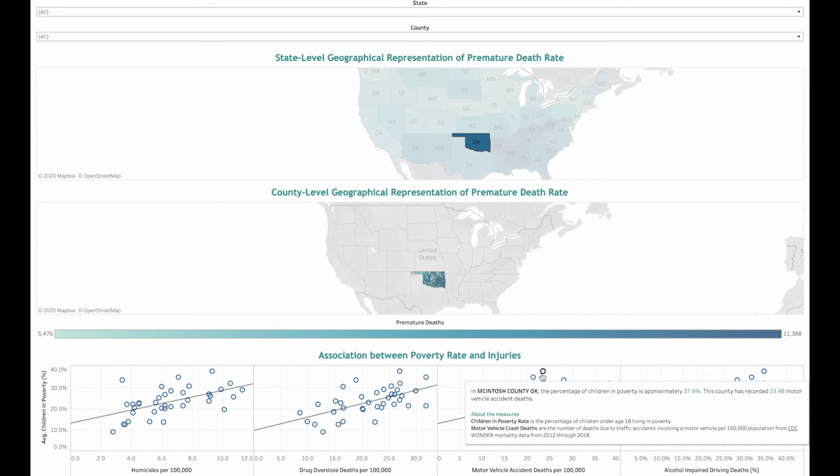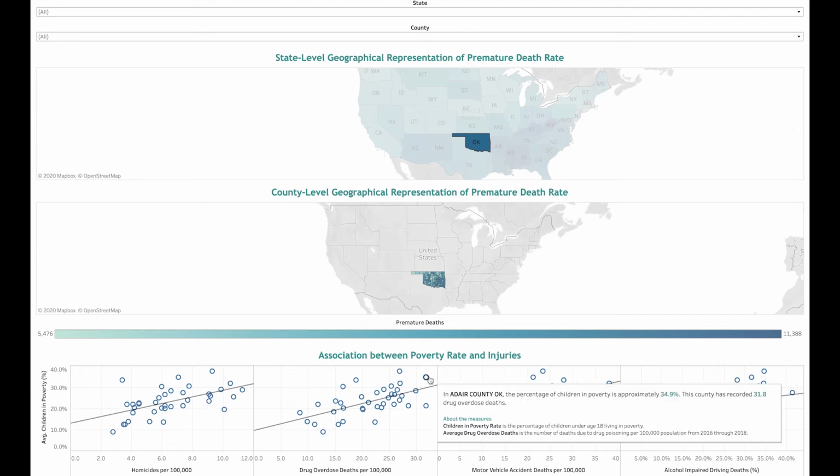By hovering over any of the dots, we see the county level measure of the variables on the X and Y axis. If we hover over the highest point of drug overdose deaths, we see that in Adair County, Oklahoma, the state's level of child poverty is the highest, as well as the state's level of drug overdose deaths in the county.